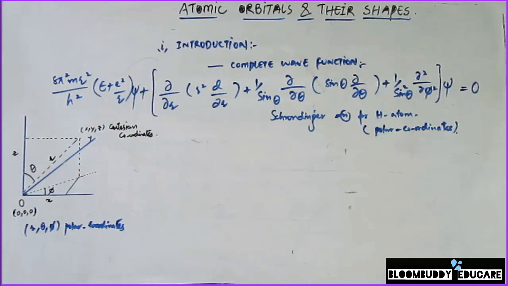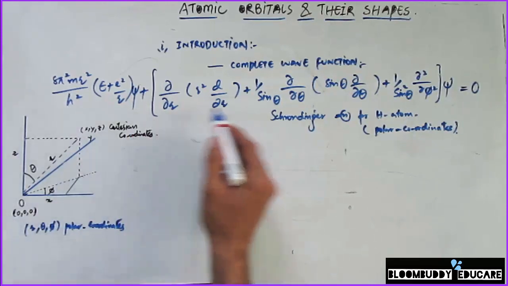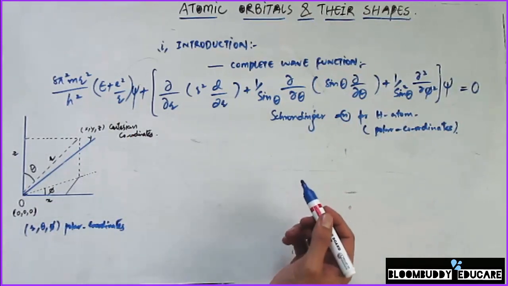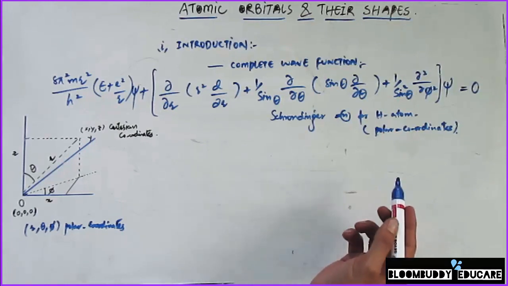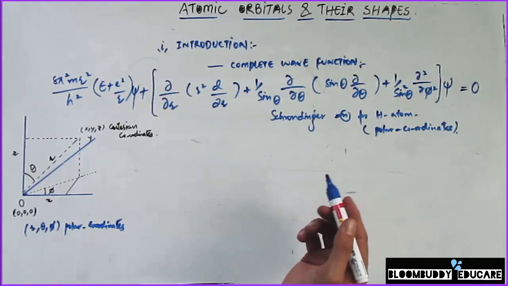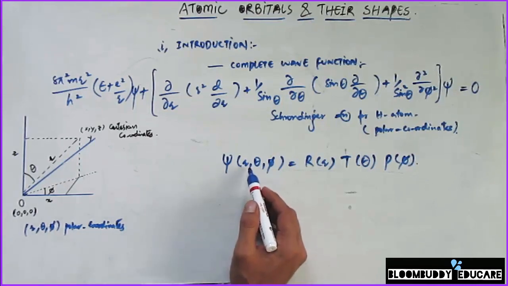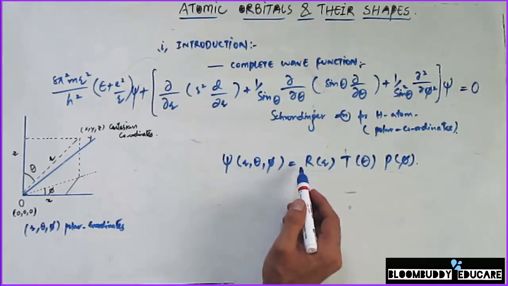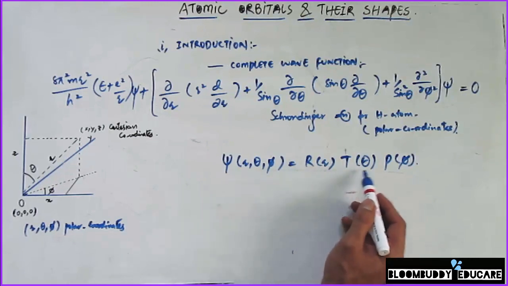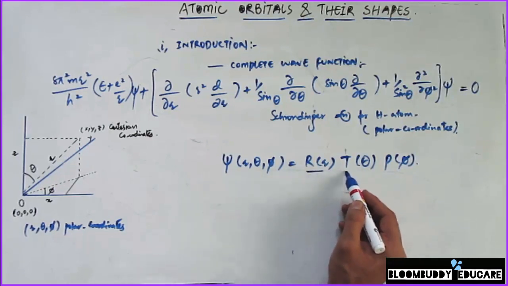So moving on to the introduction part. In our previous lecture we did study about the Schrodinger wave equation for a hydrogen atom, which looks like this, and this equation we solved for the hydrogen atom in polar coordinates. Now the same equation becomes like this, that is psi of r, theta, phi, a function of these three: r, theta and phi.